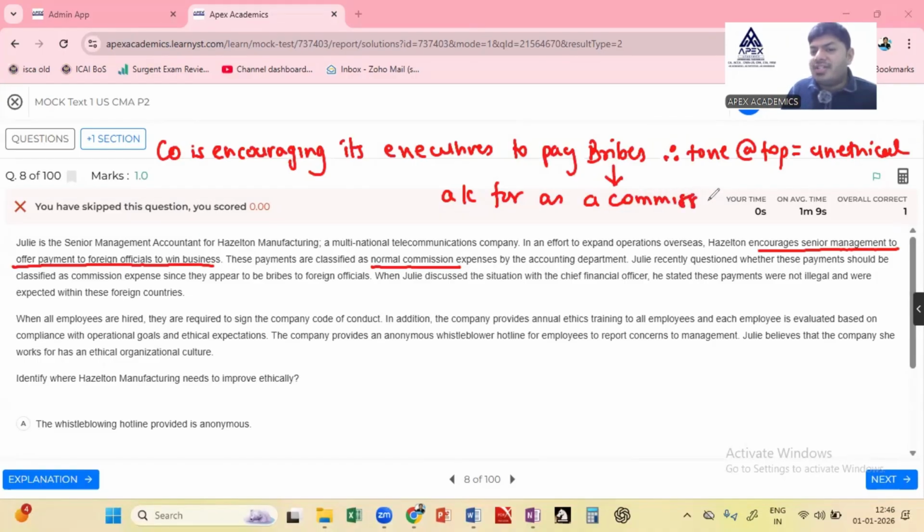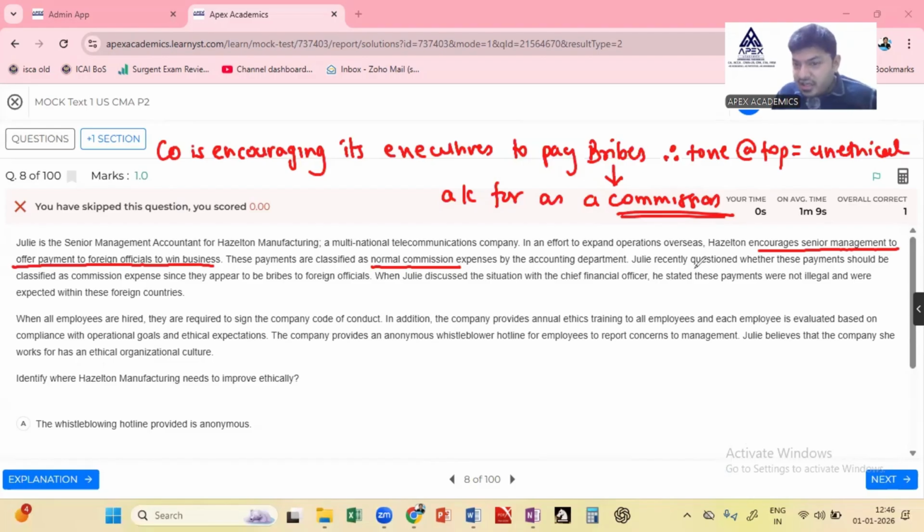Now, what is a commission, my dear students? Commission is a selling and distribution expense that you pay to an agent to sell your goods or help you get customers for services. Now you are offering bribes to some government officials in your international businesses, and you are calling these bribes, these illegal payments, commission, meaning you are calling them sales expenses.